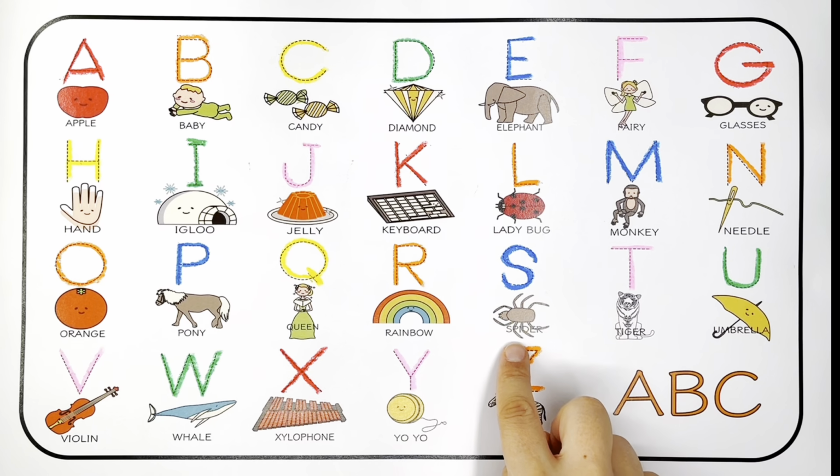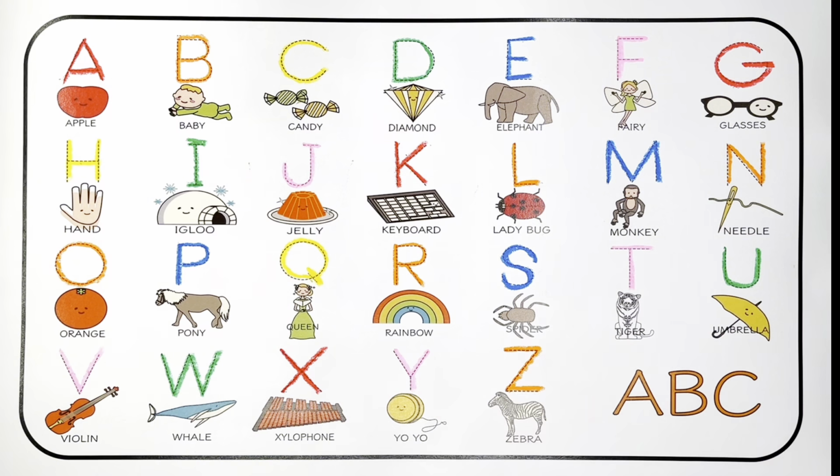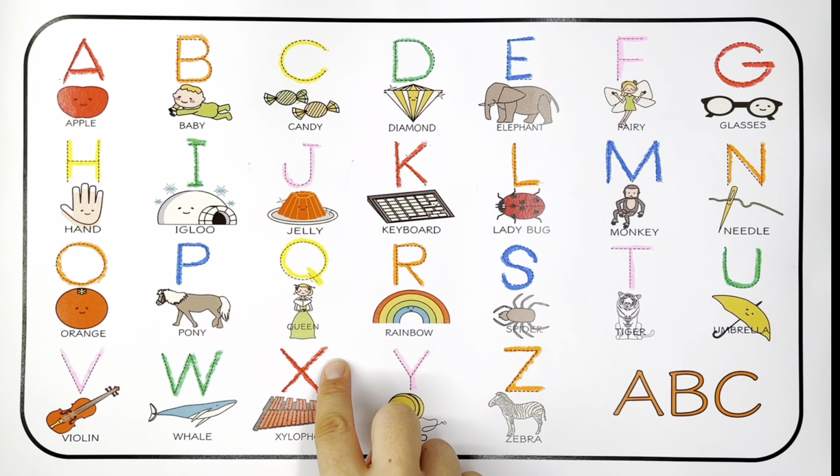S. S is for spider. T. T is for tiger. U. U is for umbrella. V. V is for violin. W. W is for whale. X. X is for xylophone.